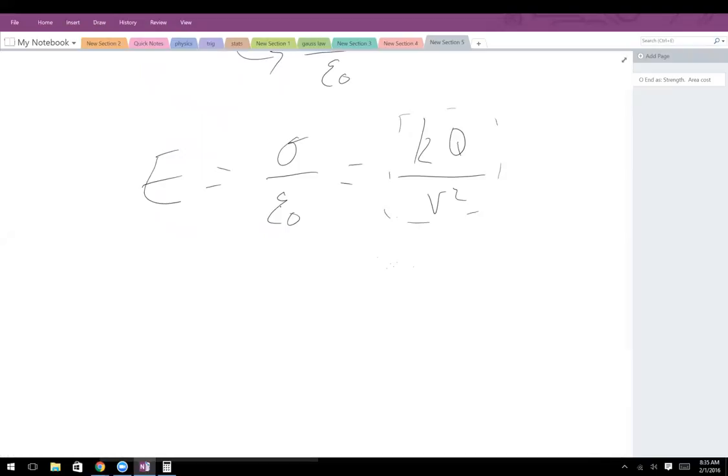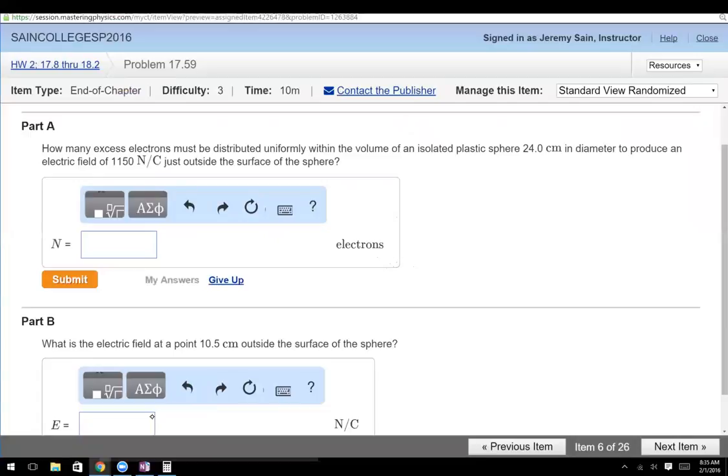What's the V? It's an R squared. Oh, okay. It still looks like a V. I haven't seen this before. Okay, so we're told within the volume of that to produce an electric field. So R is 12.